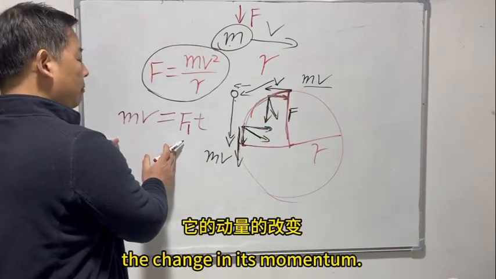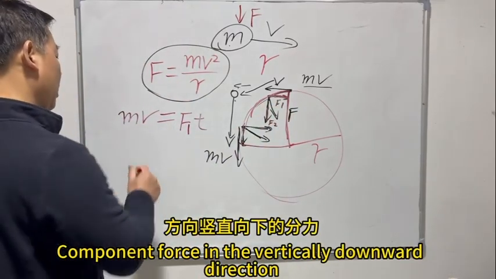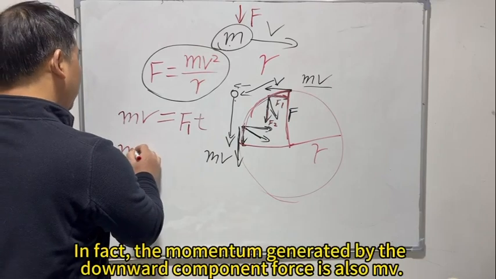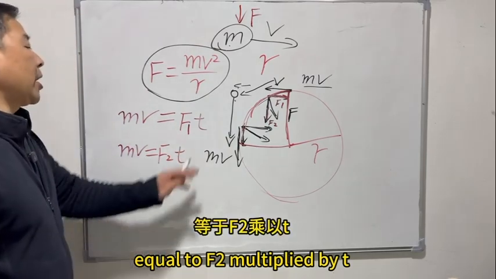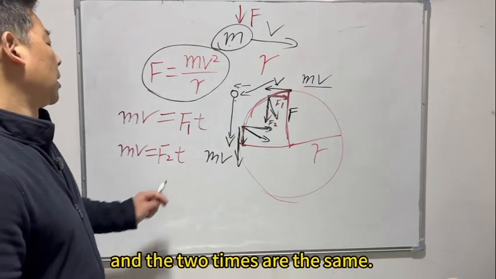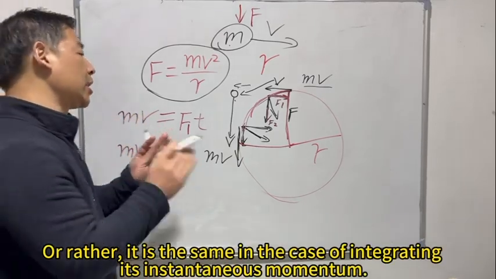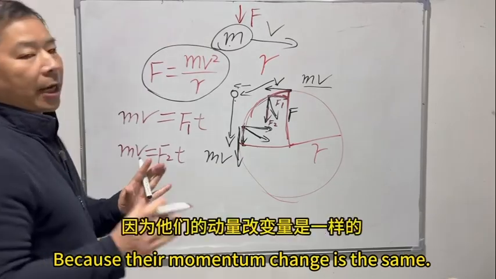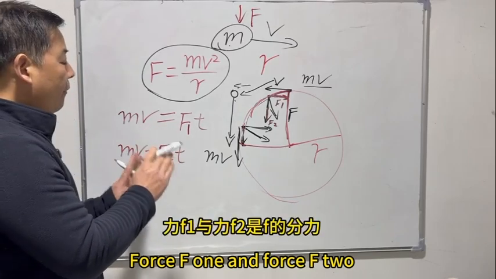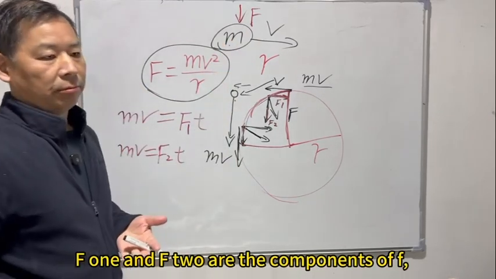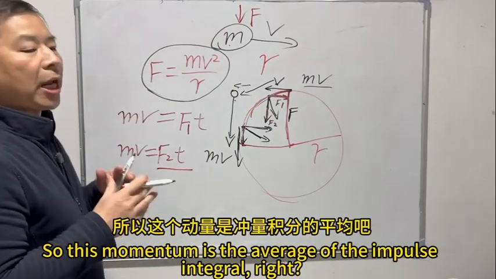If this counts as F1, then this is F2, the component force in the vertically downward direction. So the momentum generated by the downward component force is also mv, equal to F2 multiplied by t, and the two times are the same. The magnitude of the force is the same in the sense of integrating its instantaneous values, because their momentum change is the same and their time is the same. F1 and F2 are the components of F, but F1 and F2 are changing forces. So this momentum is the average of the impulse integral, right?